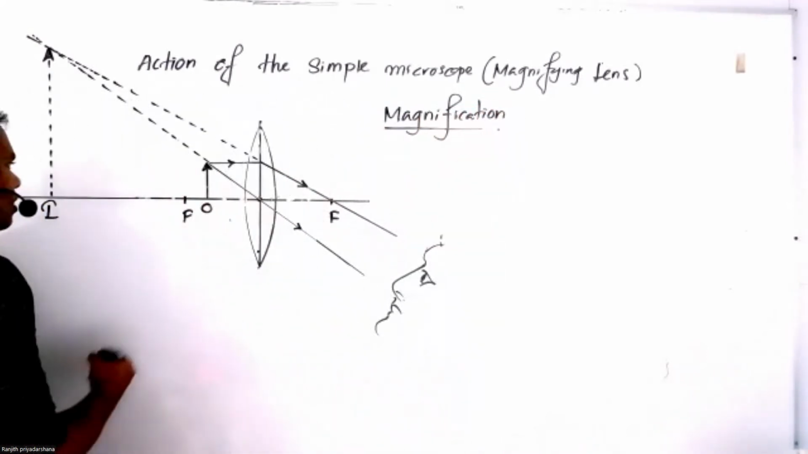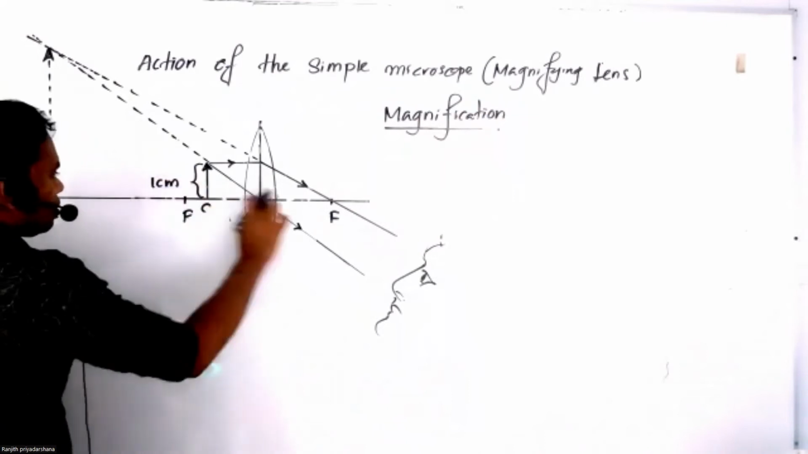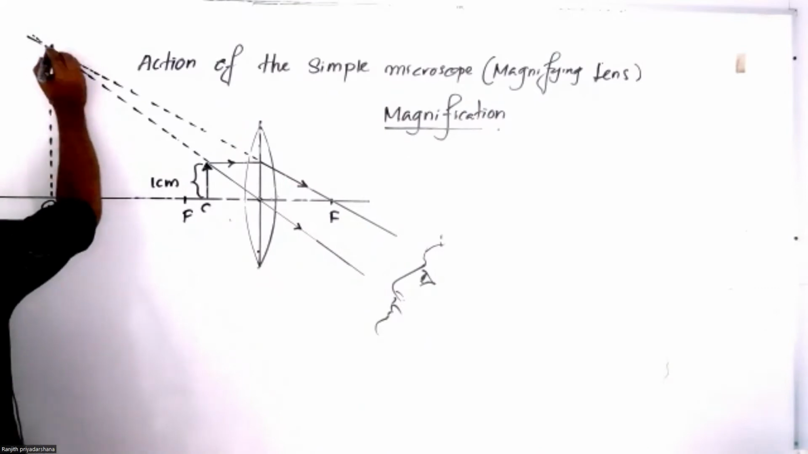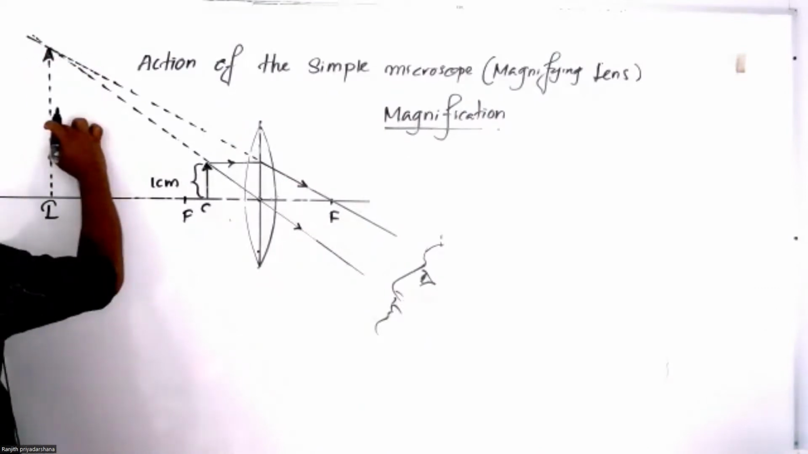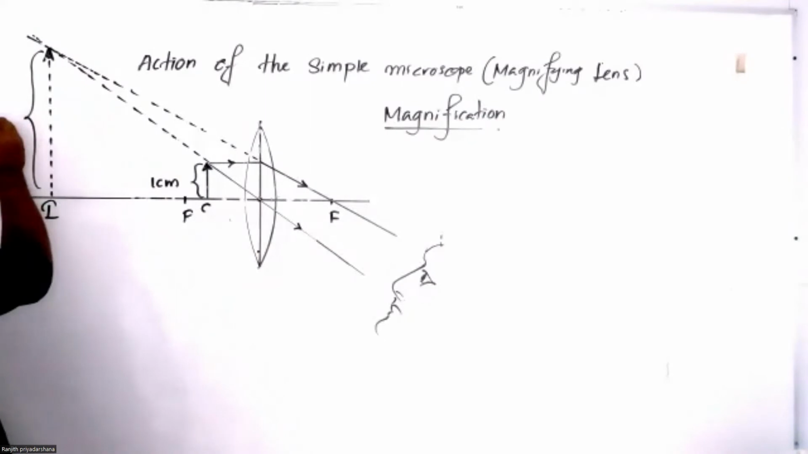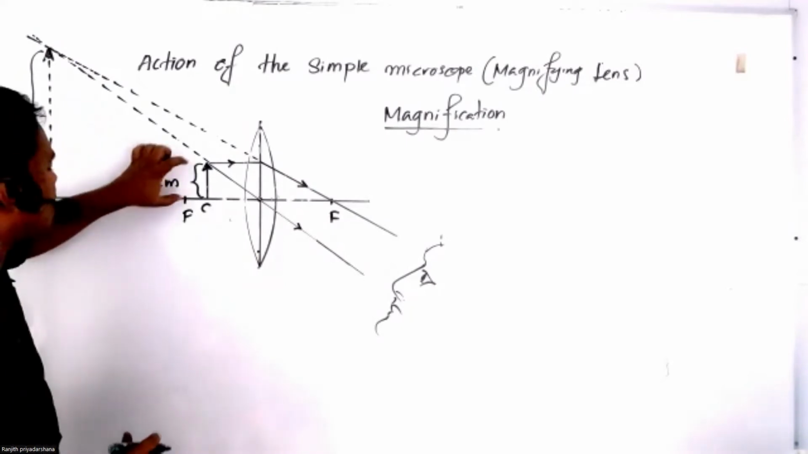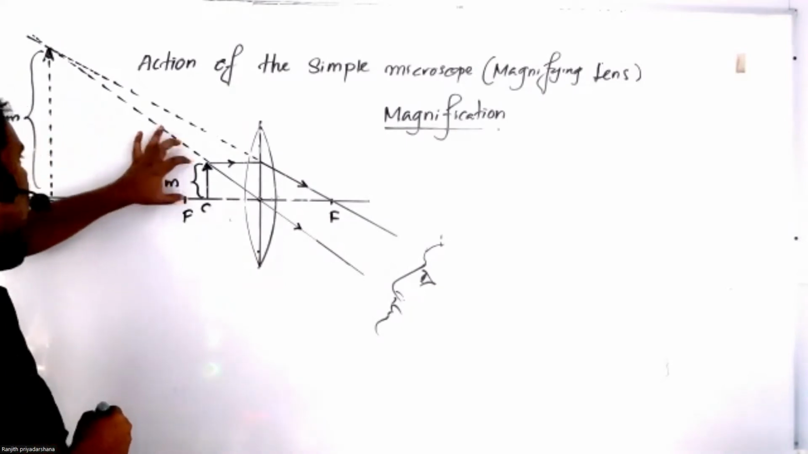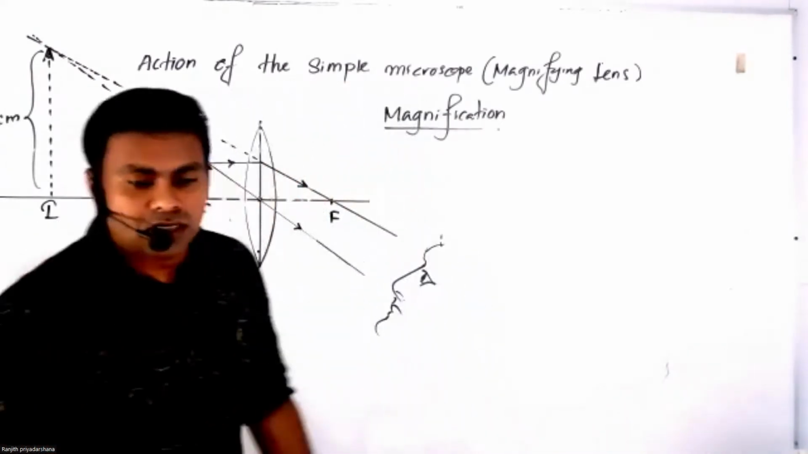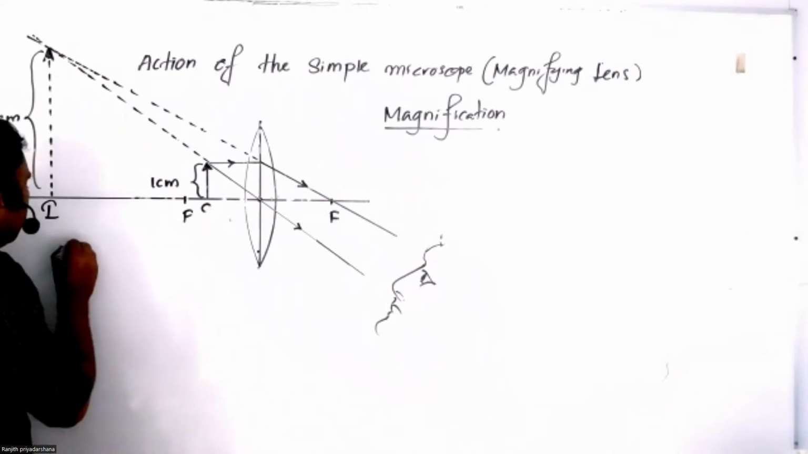Okay, if the object is 1 centimeter in size, when you observe that through your simple microscope, you can see it as 4 centimeters. 4 centimeter height. Yes, how many times is this specimen magnified? Yes, 4 times. Then we call this magnification equals 4.